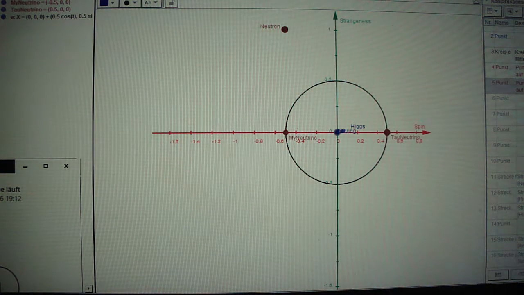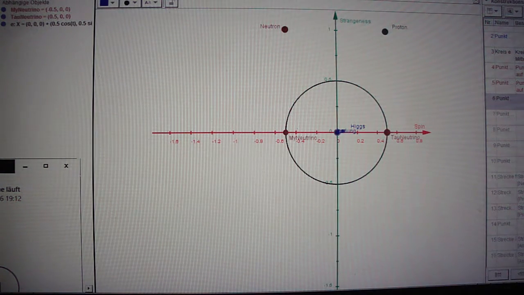Both sides united in a closed circle, thanks to Gell-Mann choosing the strangeness dimension and the electric charge to draw a stereo picture.